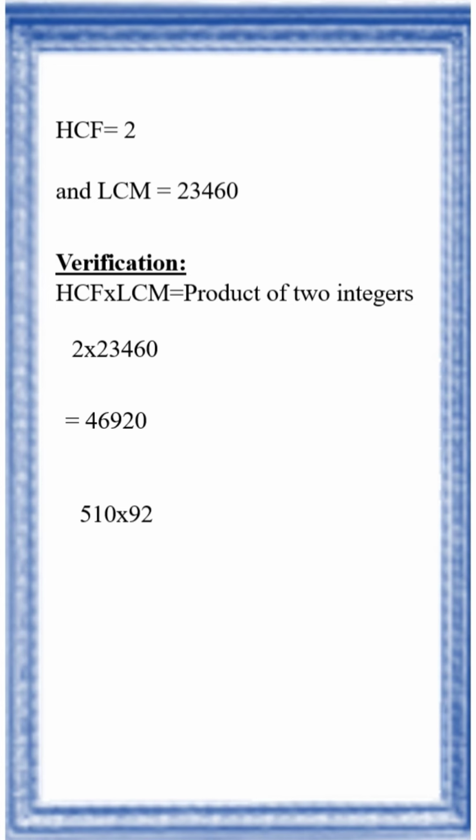46,920. Now let us multiply the numbers 510 and 92. We get 46,920. This and this are equal. Hence we have verified that HCF into LCM is equal to product of the integers.